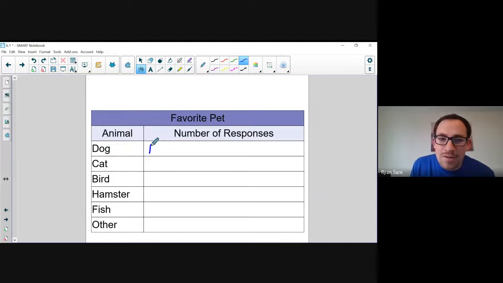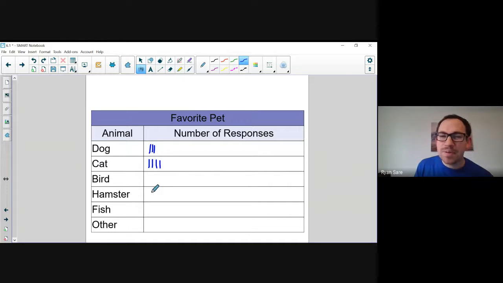He might say dragon. I don't know. He's 2. So I'm going to go ahead and mark dog for him. I also like dogs. We're a dog family. So a lot of the people that I'm talking to right now are going to like dogs. But let's say then I go out and start talking to other people and they're like, oh, Mr. Sayre, I love cats. And each time somebody says, I love cats, I love cats, I love cats, I'm going to put a little tally mark to keep track of it.